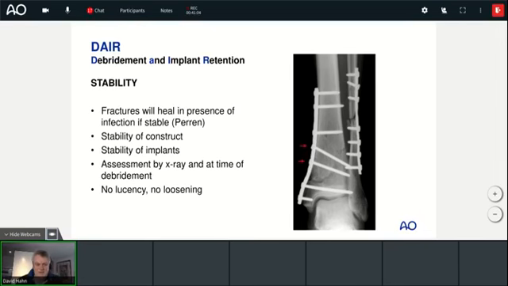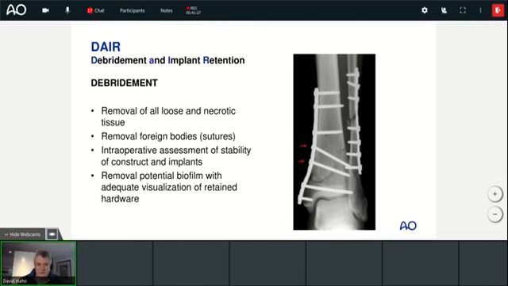And you can assess that by X-ray initially, but also at the time of debridement. You've got to tell whether the implant is stable. On the X-rays, you're going to look for lucency and lysis, any movement of implants. But it's not only the implants: is the fracture reduction good enough, and is the fracture stable? Remember, it's early infection, so we're not going to see callus at this stage.